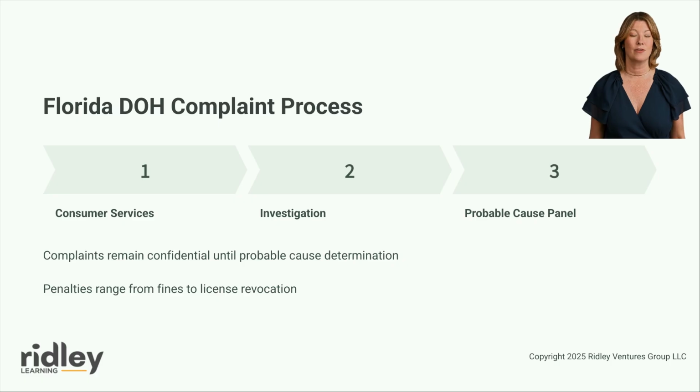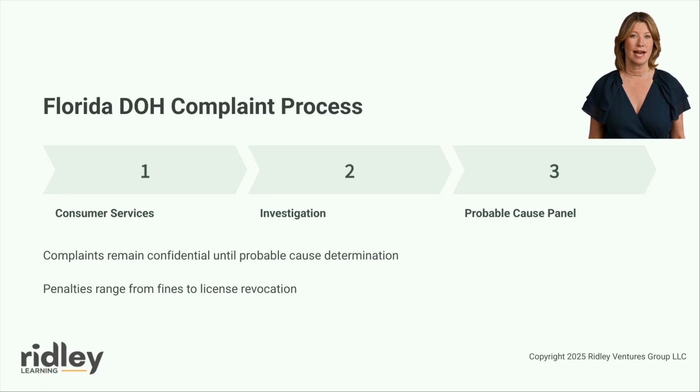It is important to note that by law, a complaint remains confidential until 10 days after a determination of probable cause is made. Following the investigation, a probable cause panel, typically composed of members of the practitioner's professional board, reviews the findings. If the panel finds that probable cause exists to believe a violation occurred, a formal administrative complaint is filed and the case becomes public.